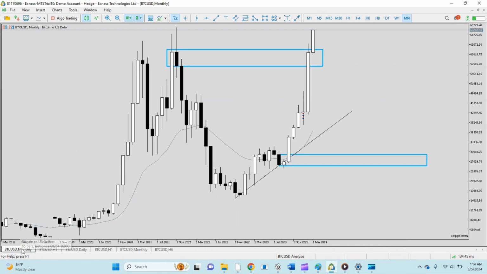As of last year, I entered Bitcoin with a very huge lot size around this area. But I couldn't control my emotion to wait. I predicted that this Bitcoin will reach this area, and this happened. But because of that scalping mentality, I did not allow my trades to evolve.